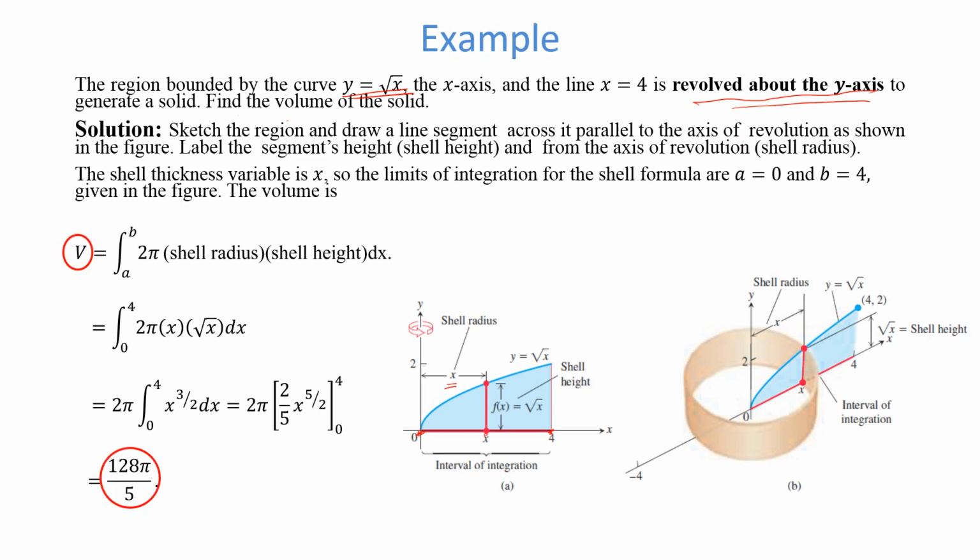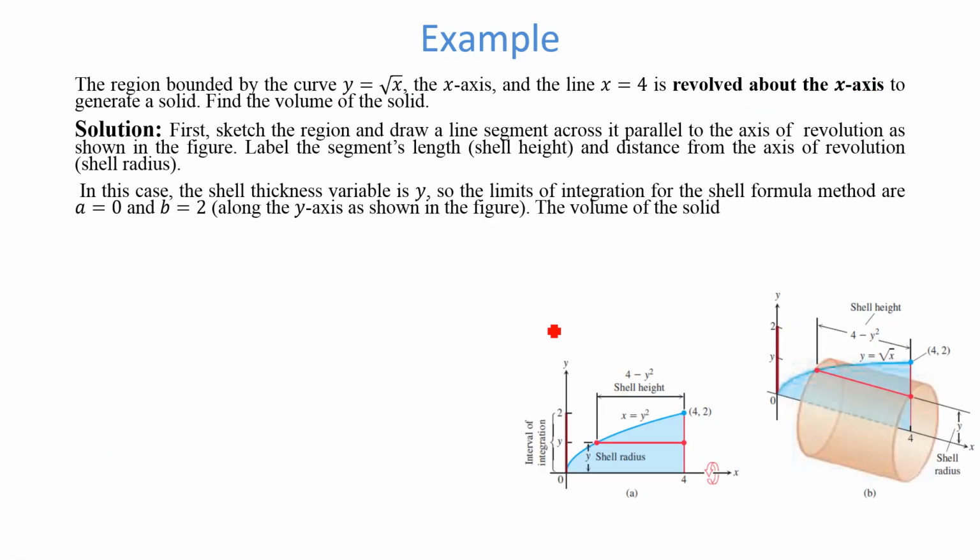So here we go. This is the one, right? This is the shell radius. This is the shell height. These are important things, actually. If these are determined, then there is nothing to worry about. Now we are going to solve the same question, but with a little bit of a twist. That is, we are going to revolve around the x-axis this time, and we have to find the solid of revolution generated, and again we have to find the shell height and shell radius.